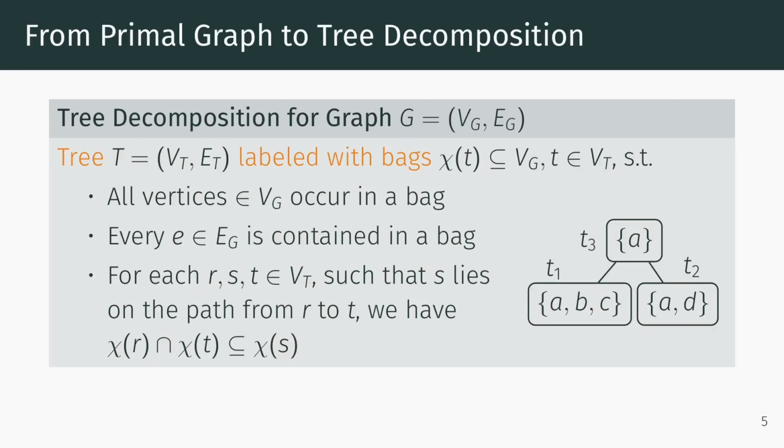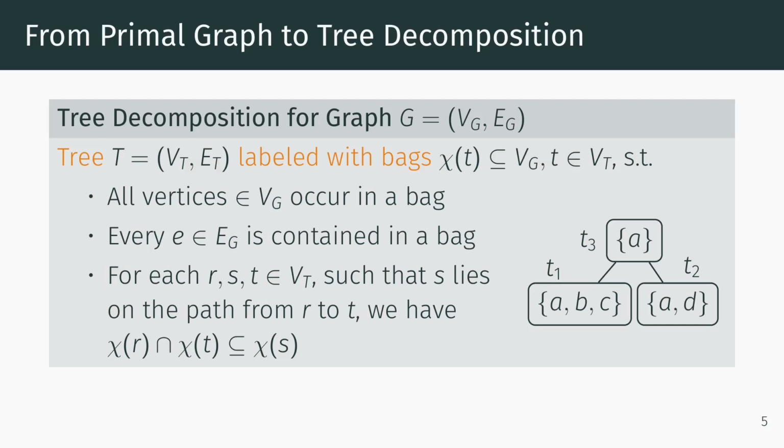As a second step, we construct a so-called tree decomposition from the primal graph, where the tree decomposition is a tree whose nodes are labeled with sets of vertices of the original primal graph, which we refer to as bags. And we impose some additional requirements with regard to this labeling with bags for it to be a valid tree decomposition. So first of all, vertices of the original primal graph must occur in some bag of the tree decomposition. Then, if two vertices in the original primal graph are connected by an edge, they must occur together in some bag of the tree decomposition as well.